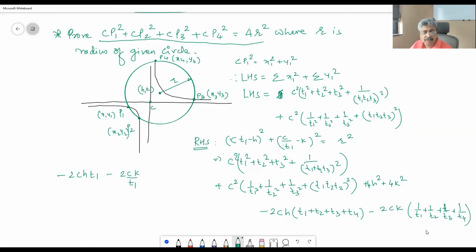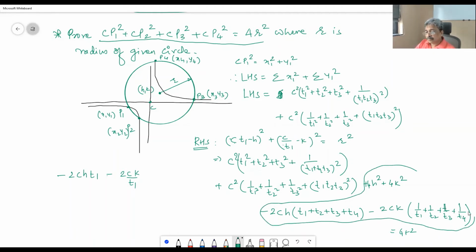Am I getting something out of this? This is the expansion of LHS, which is equal to 4r square. Now out of which we don't want these terms. Are these terms equal to 0?